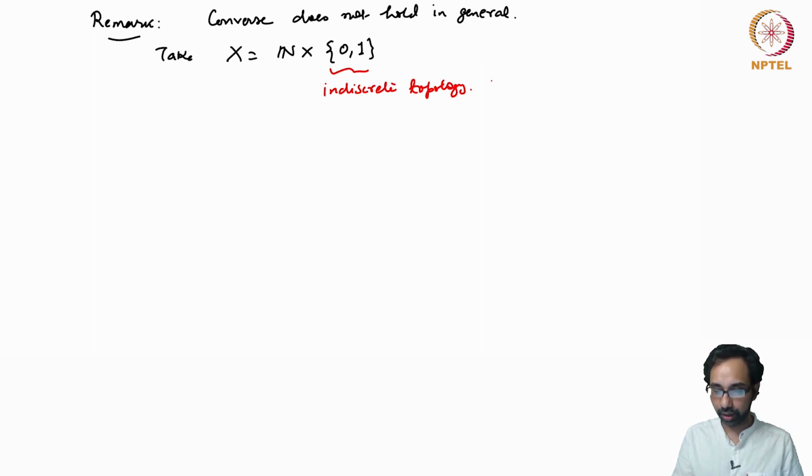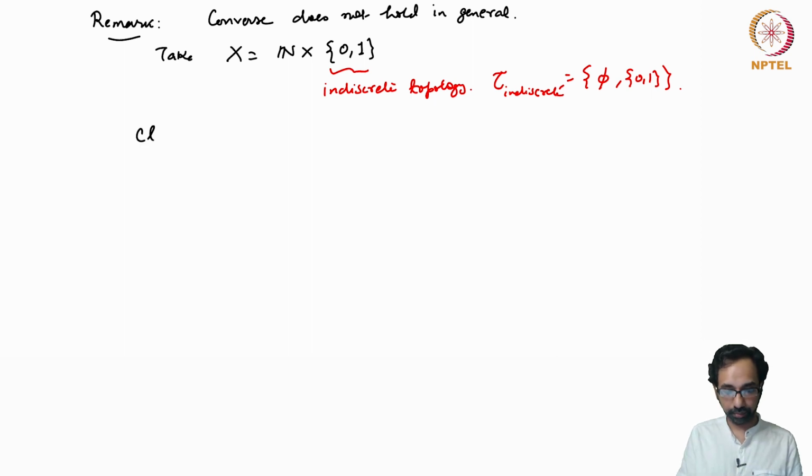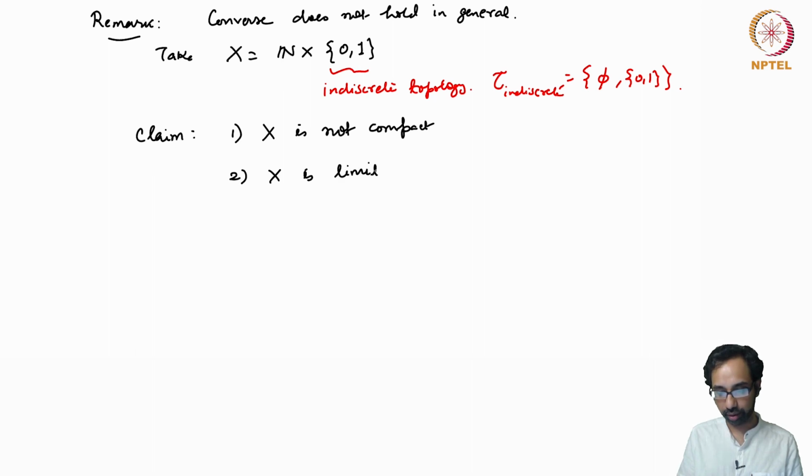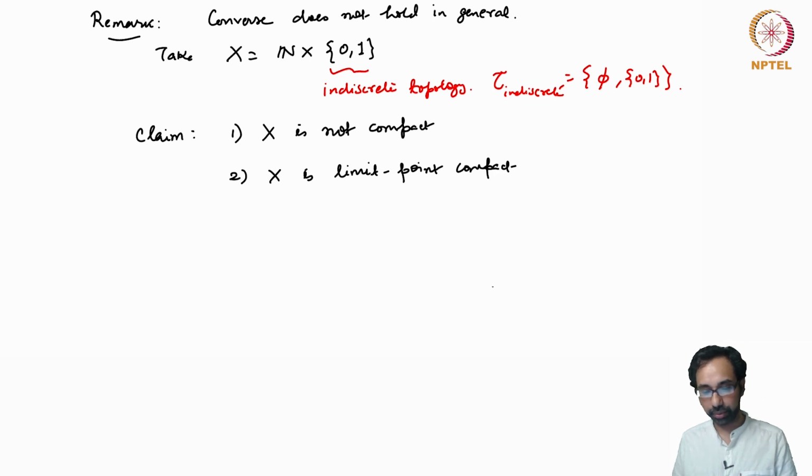which means that the only open sets are the empty set and the set itself. And of course X is given the product topology. So I claim for this space that the first claim is that X is not compact. So it is not compact in the open cover definition. And secondly, X is limit point compact. So we see here an example where limit point compactness does not imply compactness.